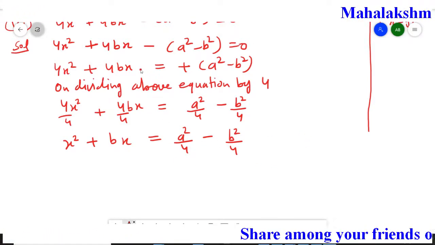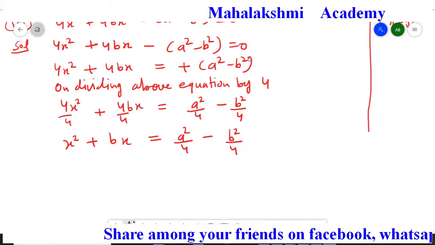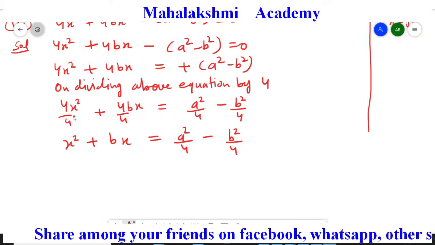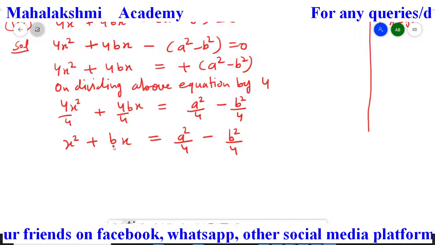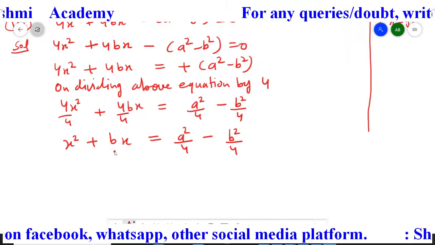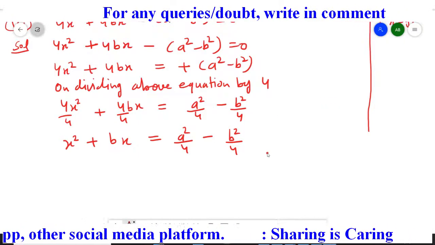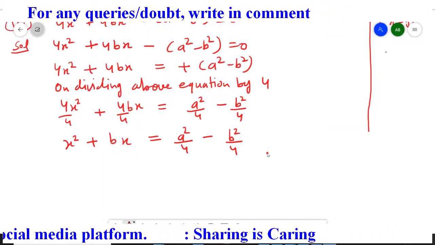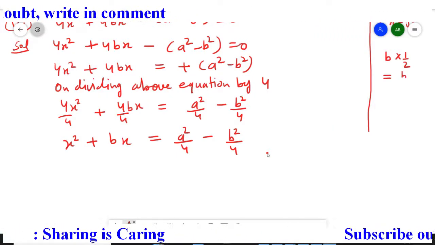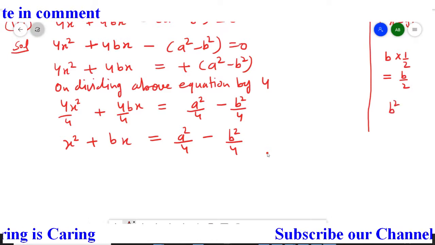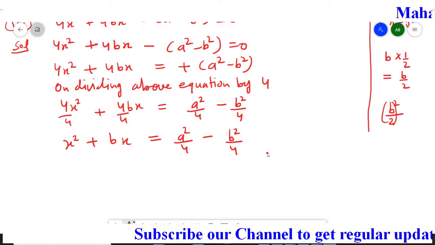So what was the first step? To keep only x terms on the left hand side and non-x terms on the right hand side, and in the second step we bring the coefficient of x square to 1. So the second step is completed, and in the third step we are going to write down the coefficient of x on the side. The coefficient of x here is b, and multiply it by half. So we will get b upon 2. Now whatever product you obtain, you have to take its whole square. So b upon 2 whole square.